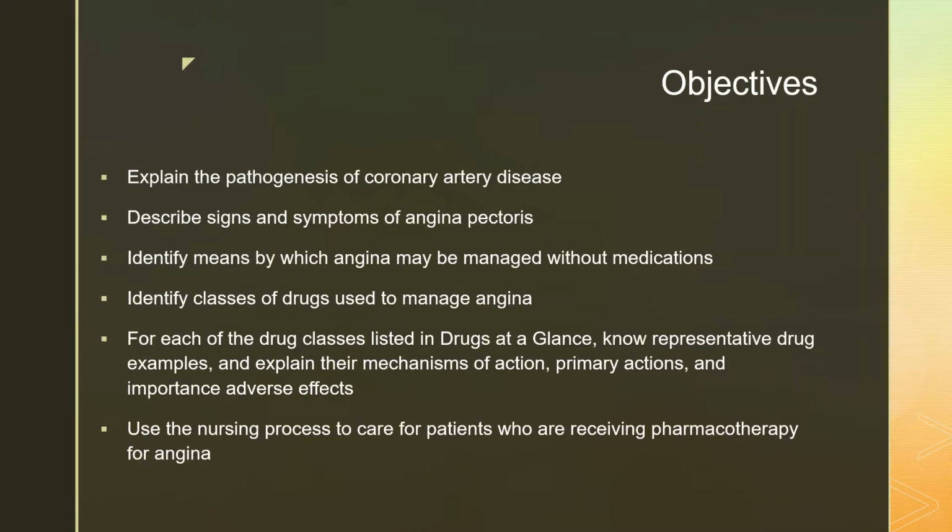The objectives of this session are to discuss coronary artery disease, signs and symptoms related to angina, chest pain, and identify means in which it can be managed without medications. We're going to talk about some classes of drugs used to treat chest pain or angina. And then, of course, we're going to focus on some prototype drugs, as well as the nursing process and patient education. In this particular session, we are not going to focus on myocardial infarction as that comes later in the program.